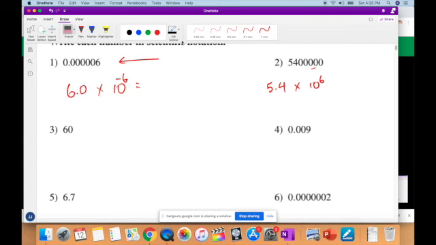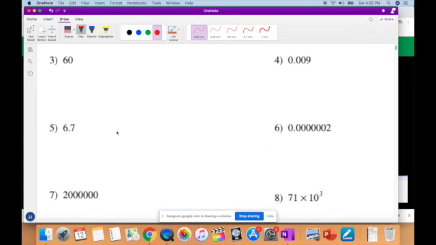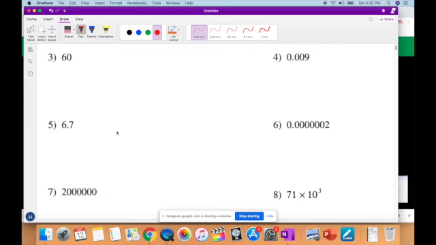Right? So, where's 60 in standard form? Quick. 6 times 10. 6.0 times 10 to the power of 1. Excellent. Caitlin, number 4.